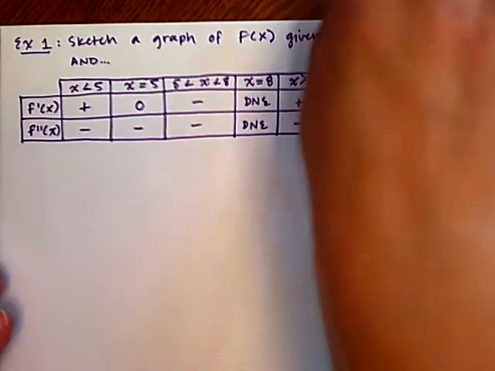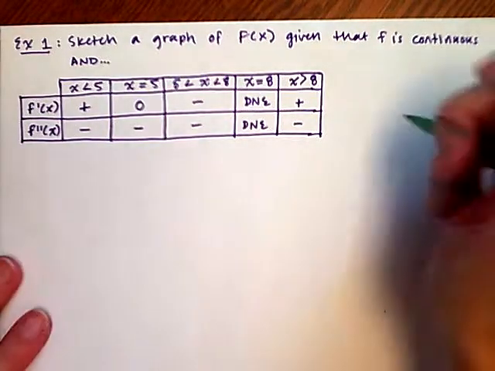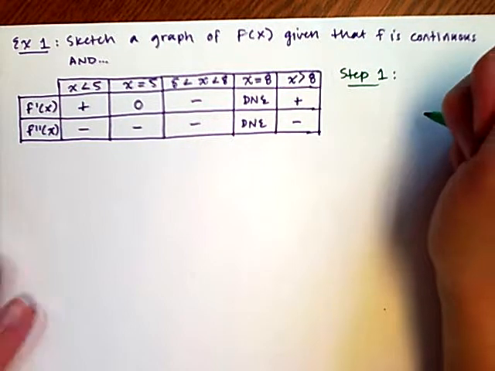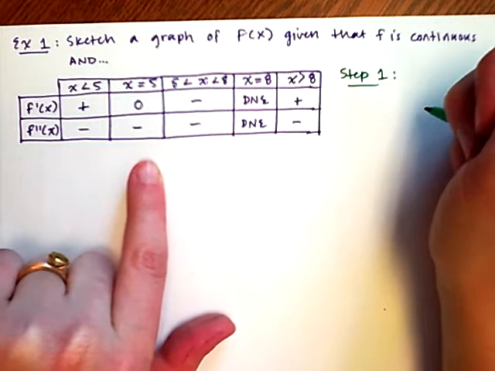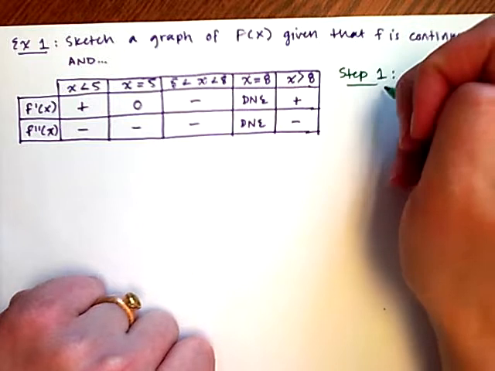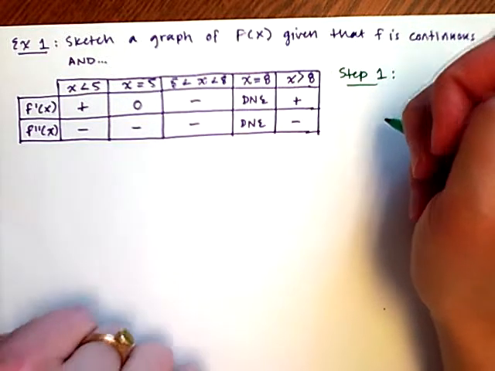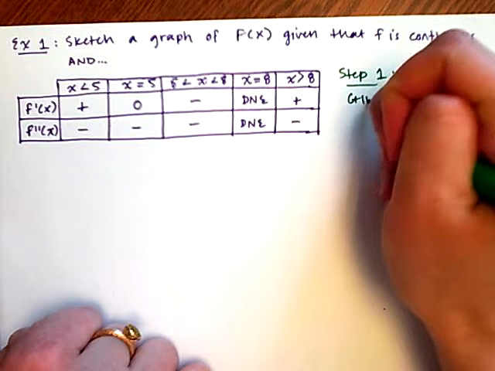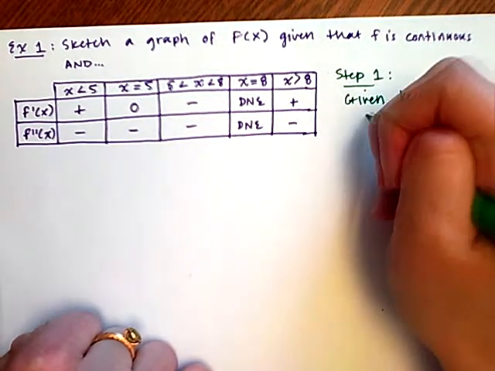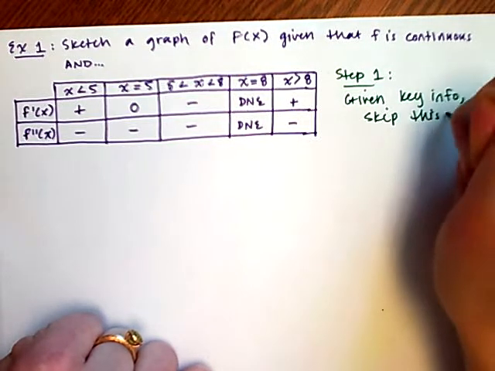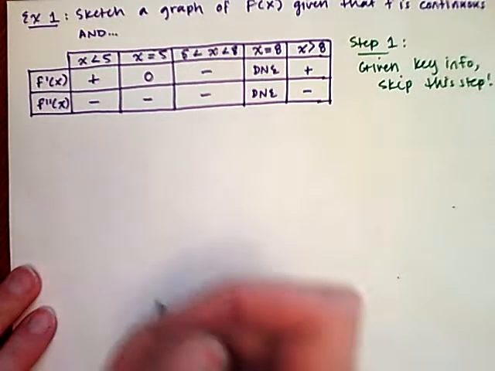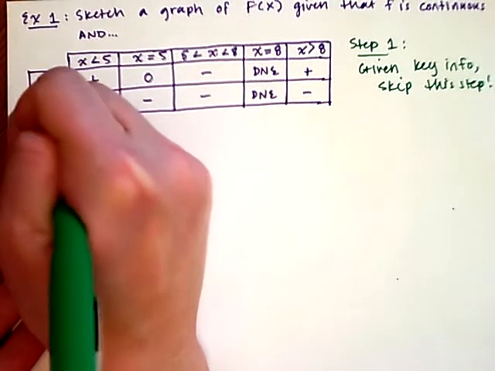We're going to see how we can turn this into a number line. If I'm running through my steps, my first step would be to find the first and second derivative. But because I already have this chart, I don't need to find my f prime and f double prime because I already have the information I need about f prime and f double prime. So we'll say given key info, skip step 1. Okay, so now I can move on to step 2, which is to create my number line.